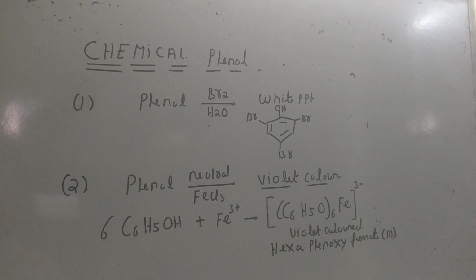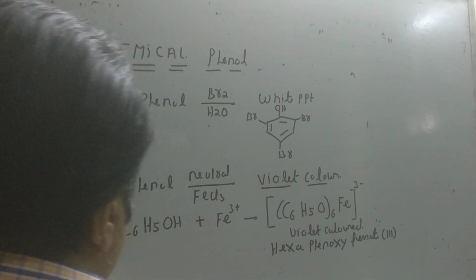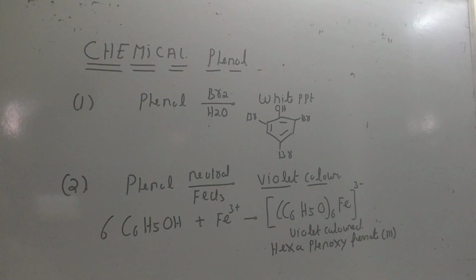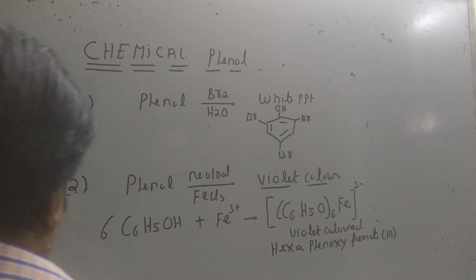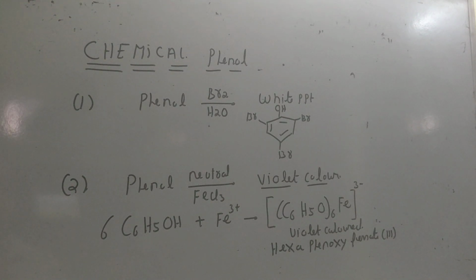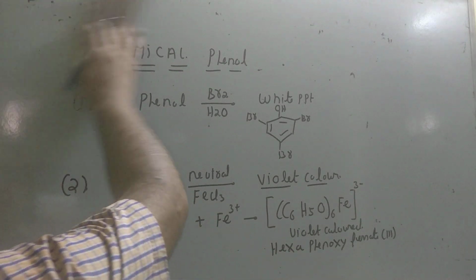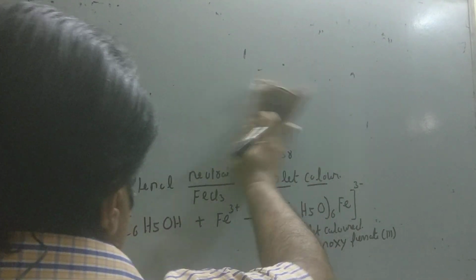So if you want to differentiate phenol chemically from any other compound, you can go for the neutral FeCl3 test, and you will get a violet colored compound. You will not get it with any other compound except a phenolic compound. Phenol, as I have already told you, in dilute solution turns blue litmus red because of its acidic nature.